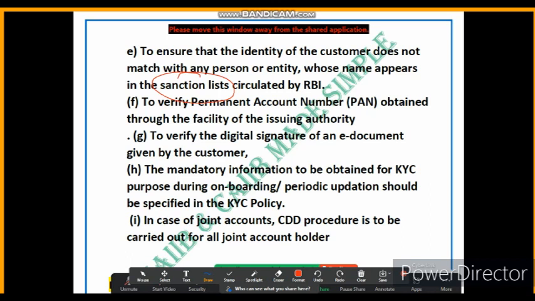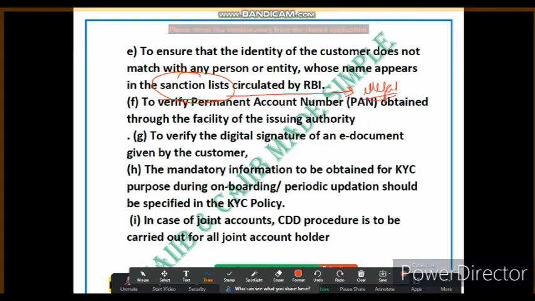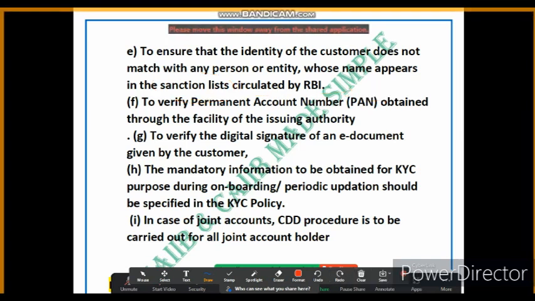So what is the sanction list? This sanction list contains names of individuals or entities involved in illegal and prohibited activities, and the bank needs to ensure that they do not establish relationships with such individuals or entities. Let me give you an example to make it more clear. Suppose a customer applies to open a bank account. The bank should cross-check the customer's identity against the RBI sanction list.